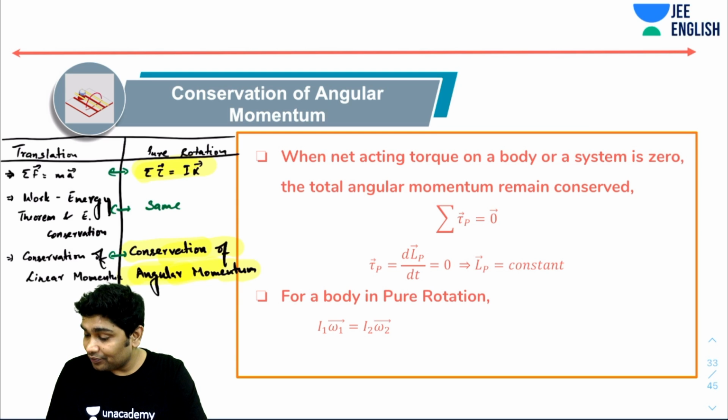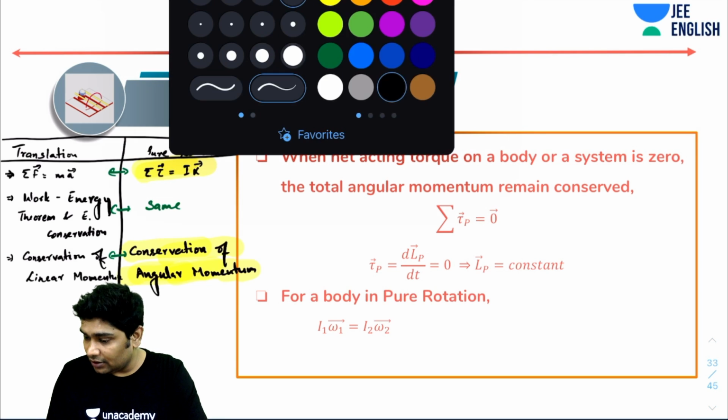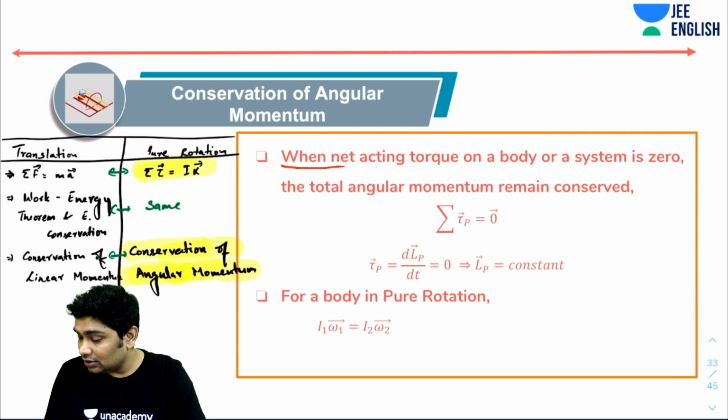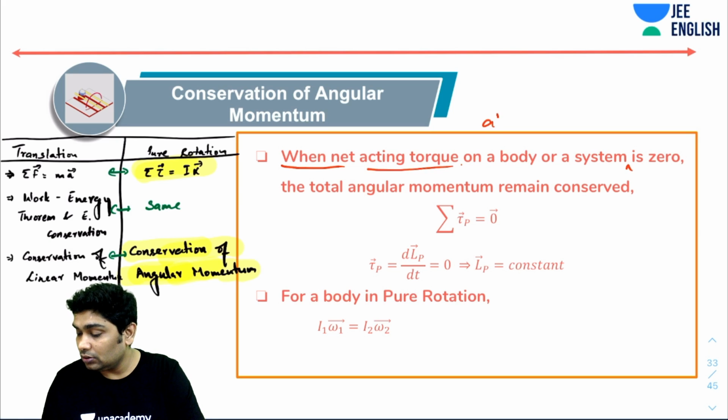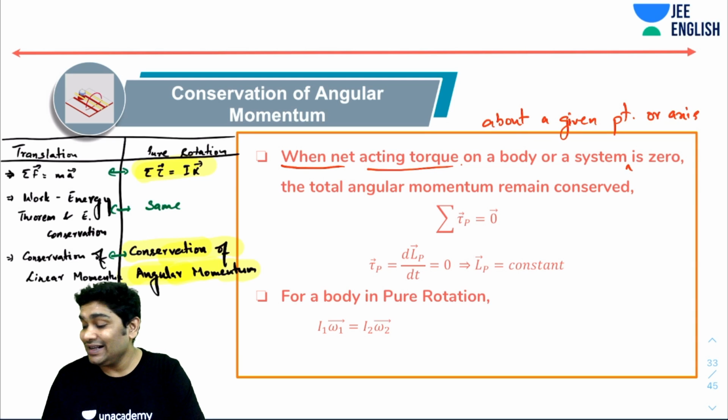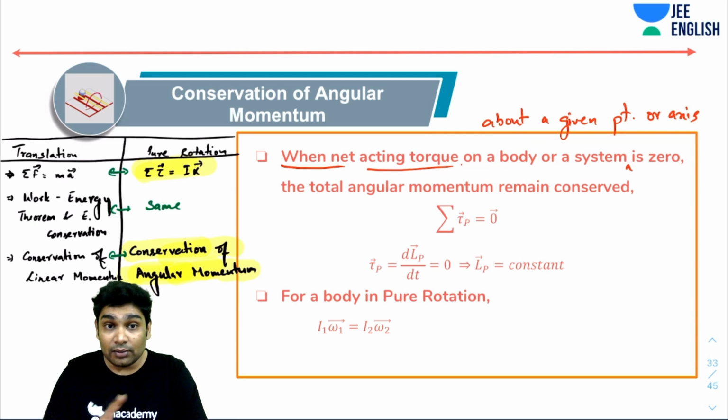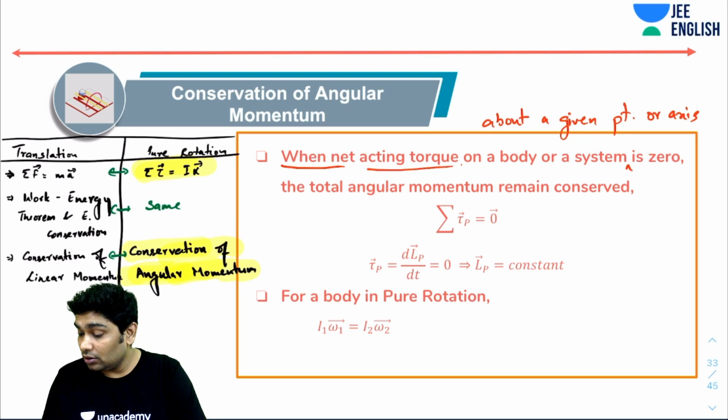So let's just add a little bit here. When the net acting torque on a body or a system about a given point or axis is zero, then the total angular momentum about that point or axis remains conserved.